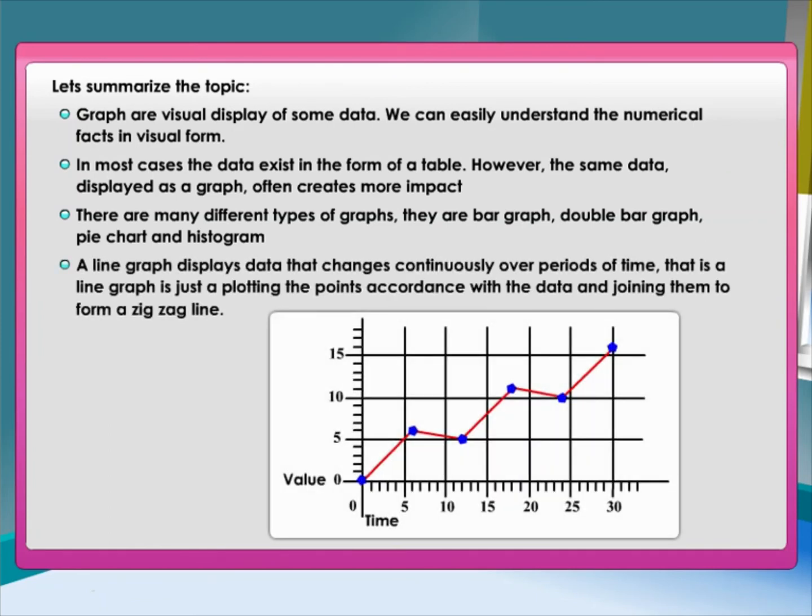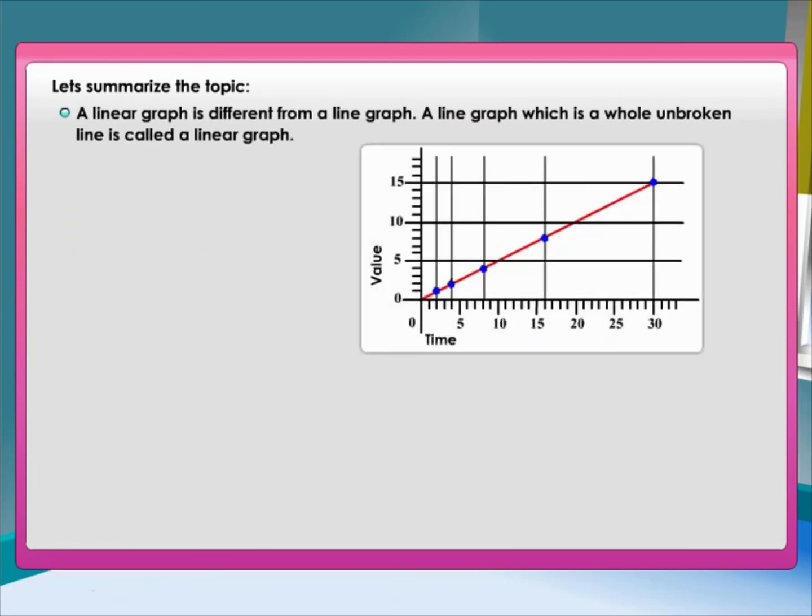A line graph displays data that changes continuously over a period of time. That is, a line graph is just plotting the points in accordance with the data and joining them to form a zigzag line. A linear graph is different from a line graph. A line graph which is a whole unbroken line is called a linear graph.